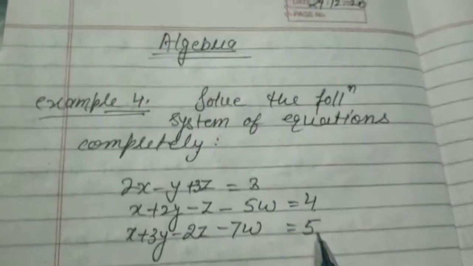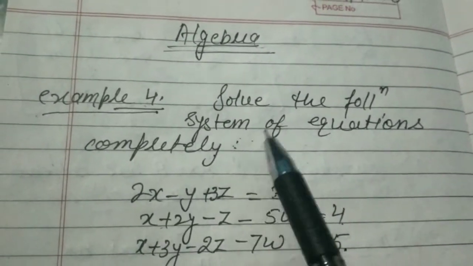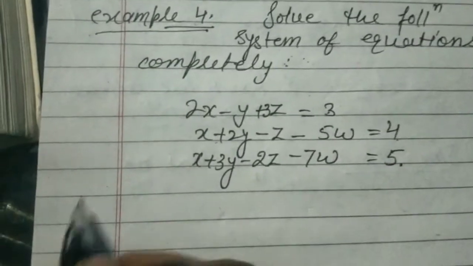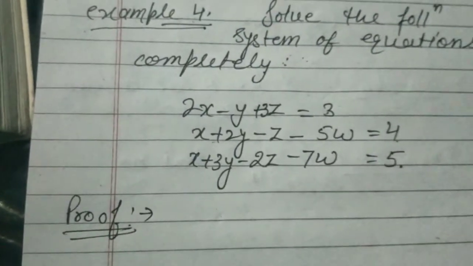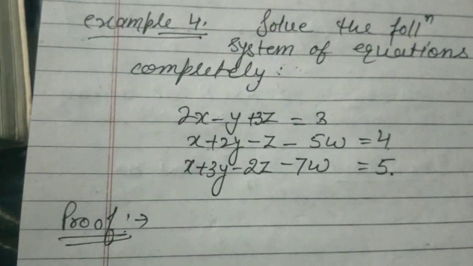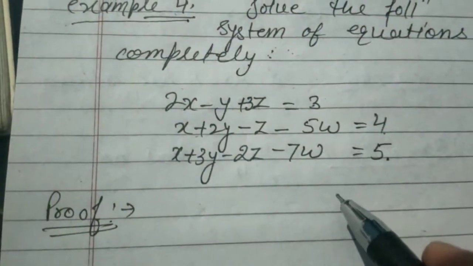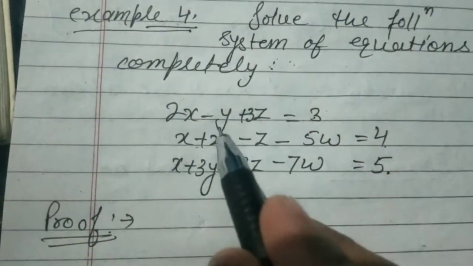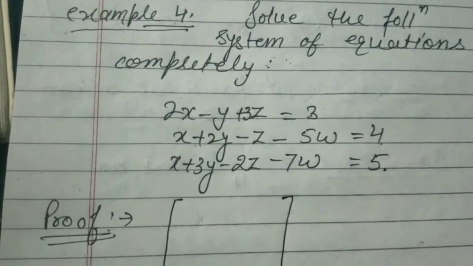What does the example say: solve the following system of equations completely. You have to solve the equations completely. So let's move on to the proof. In the previous lecture, I mentioned that a system of linear equations can be written in matrix form. So what is given here, we choose the coefficient numbers in the form of a matrix.